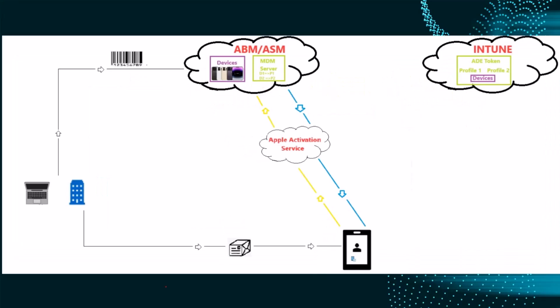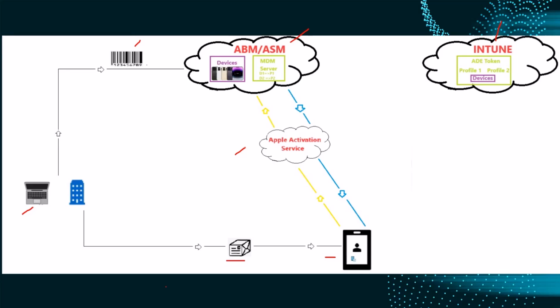Okay, now let's take a look at the next diagram. Everything in the diagram again is the same. The device is shipped directly to the user, and this is the admin. He has uploaded the serial number, the ABM instance, the Intune instance. This is the Apple activation service. Now let's understand what happens step by step.